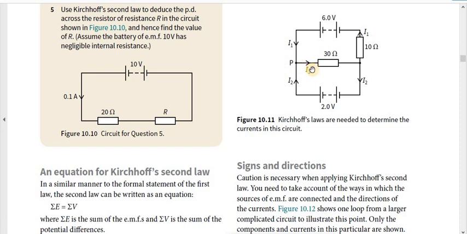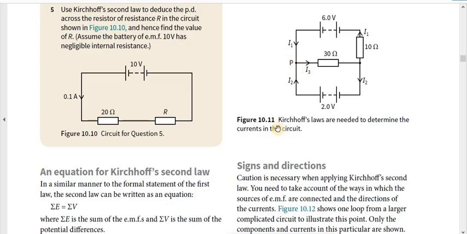The current here will be I3. So I3 should be equal to I1 plus I2. That is Kirchhoff's first law. The sum of currents entering a point should be equal to the sum of currents leaving the point. So the sum of currents entering this point will be I1 and I2. The sum of currents leaving this point, which is just one value, I3. So I1 plus I2 should be equal to I3.